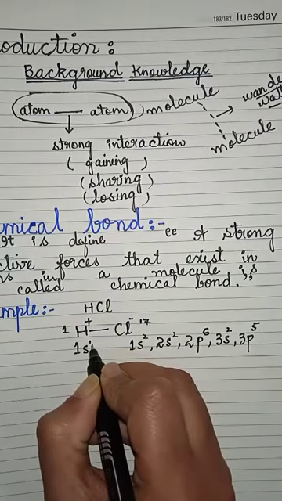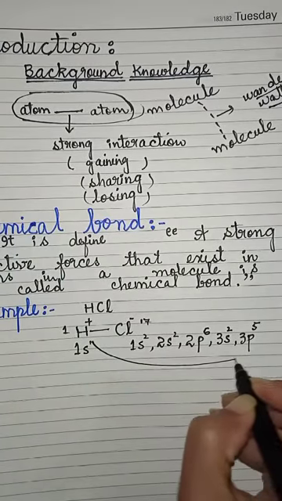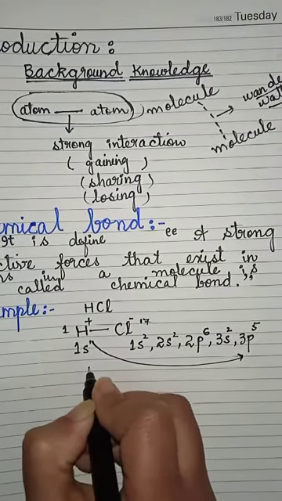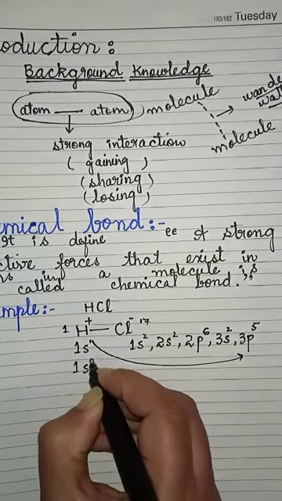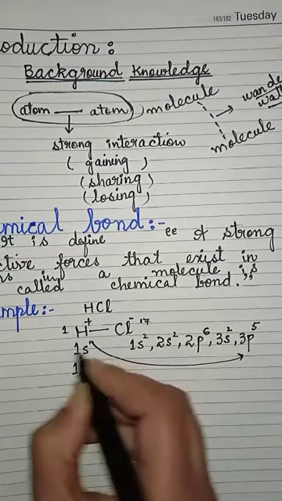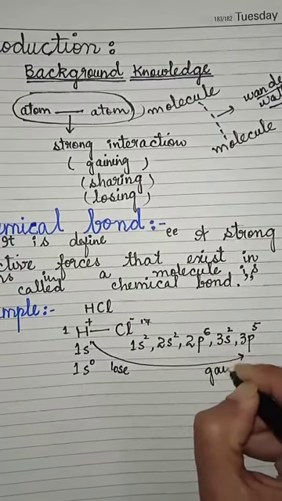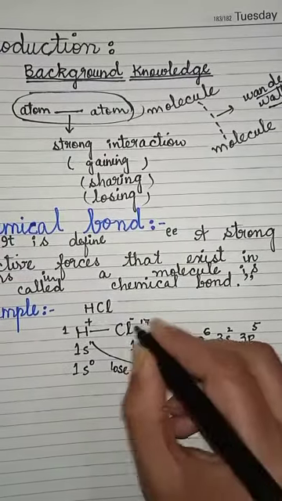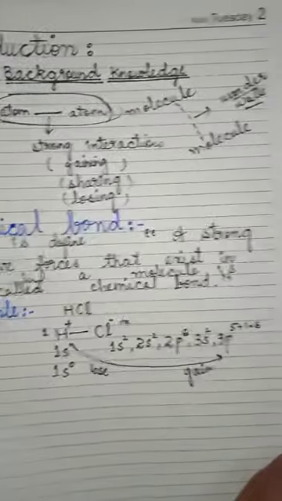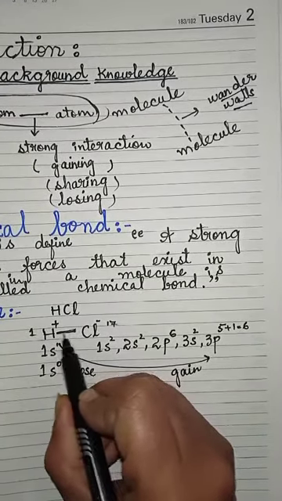When hydrogen wants to get stable itself, it will lose its outermost one electron and form a positive ion. It will become H+, 1s0, and this electron is gained. Hydrogen will lose and chlorine will gain this electron to form the Cl negative ion. So in this way a strong type of ionic bond gets developed.